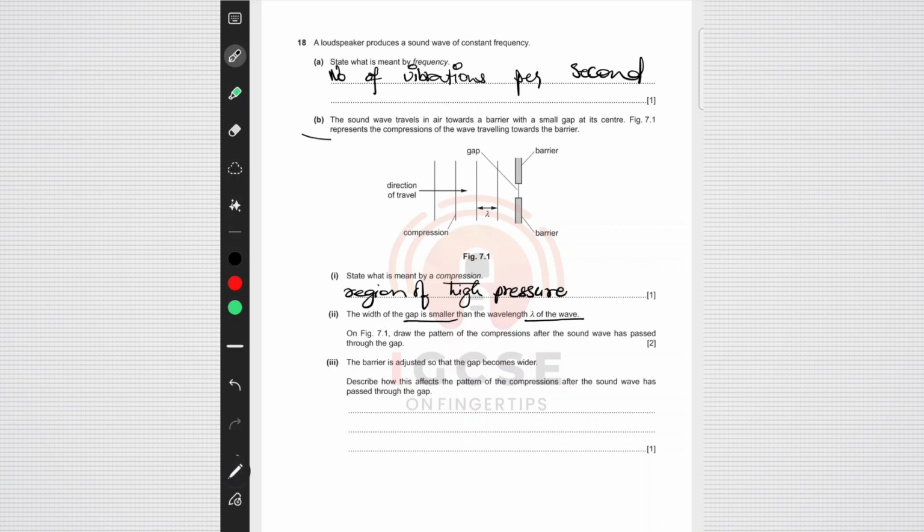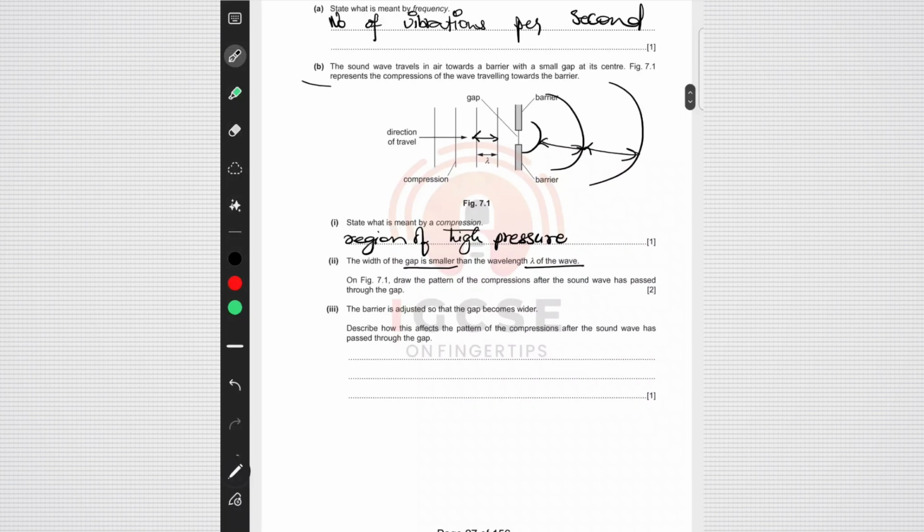On figure 7.1, draw the pattern of the compression after the sound wave has passed through the gap. So they have already said the gap is smaller, right? So what will happen? Spreading, right? You keep this and this distance equal, right? Use a ruler and make that equal. The barrier is adjusted so that the gap becomes wider.